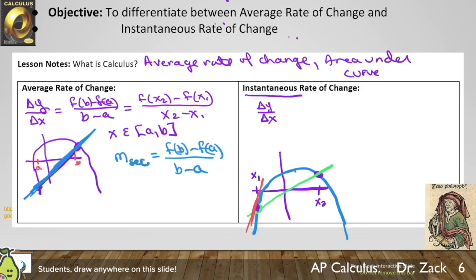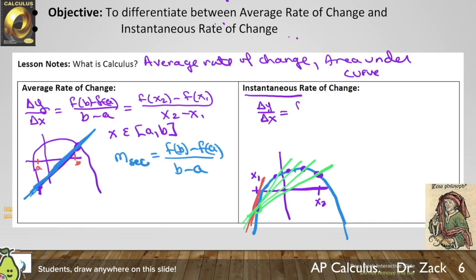What if we think about x2 migrating towards the point x1? That secant line is then moving closer and closer and closer to our red line. Now, that red line is only touching at one point, and you know from geometry, a line that's touching the curve at one point is called a tangent line.